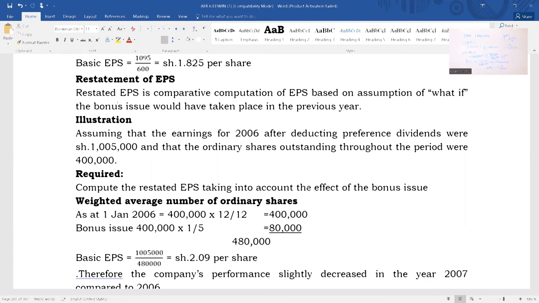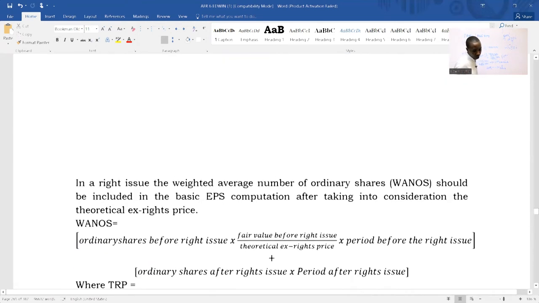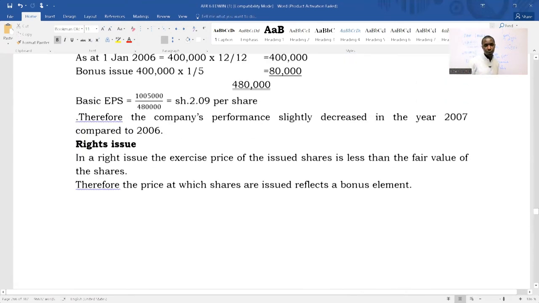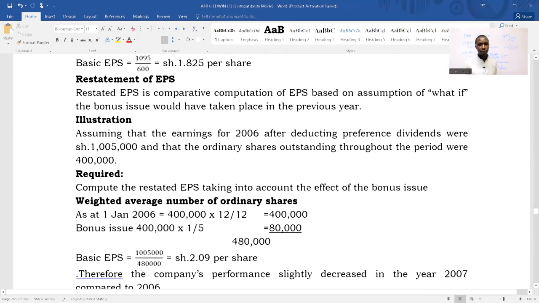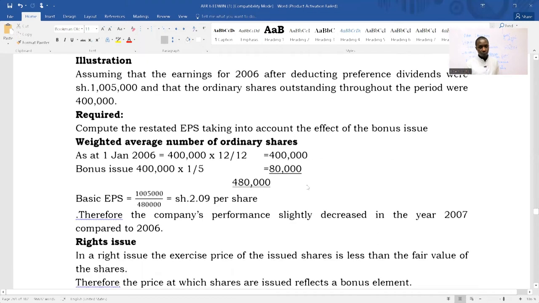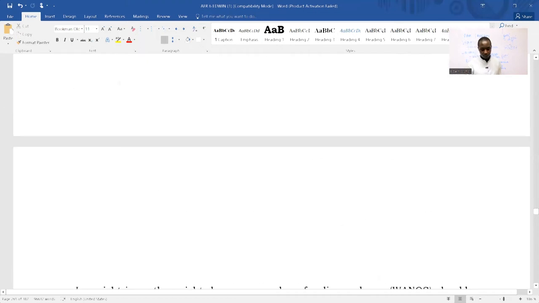So it's all about the issue of shares to the existing shareholders based on a certain proportion, but at a price which is lower than the existing market price. That is what we call the rights issue. So how do you compute for it? Now, how do you consider the shares issued through rights issue? How do you weigh them? That is now the main thing you need to know.